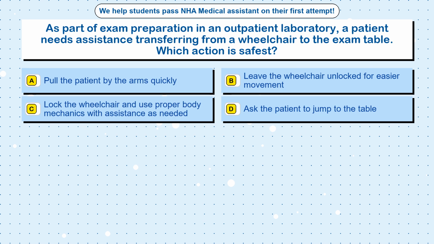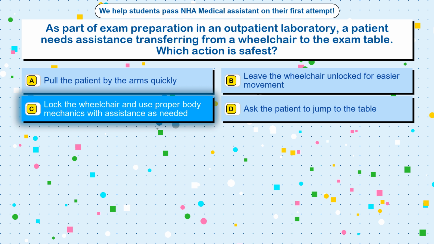Question 83. As part of exam preparation in an outpatient laboratory, a patient needs assistance transferring from a wheelchair to the exam table. Which action is safest? Option A. Pull the patient by the arms quickly. Option B. Leave the wheelchair unlocked for easier movement. Option C. Lock the wheelchair and use proper body mechanics with assistance as needed. Option D. Ask the patient to jump to the table. The correct answer is option C.